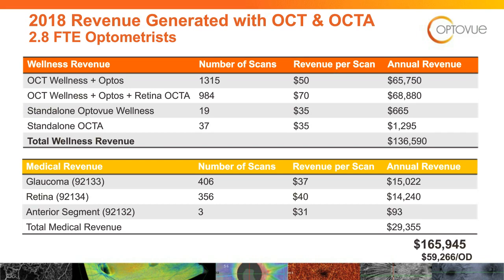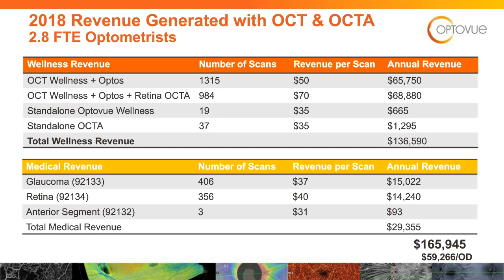Bottom line is we generated about $30,000 on the medical side. Wellness was $136,500 and $30,000 on the medical side. That totals $165,000 between 2.8, which is 4 optometrists in our practice, but full-time equivalent. So you divide that out. Basically, each optometrist in the practice is generating about $60,000 with using wellness and the medical.